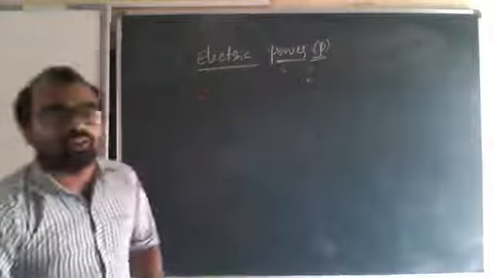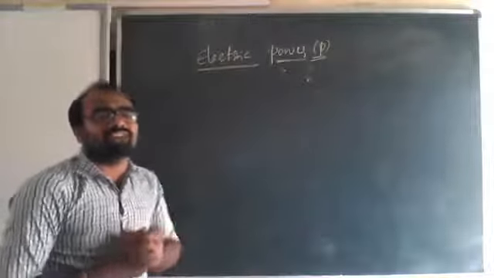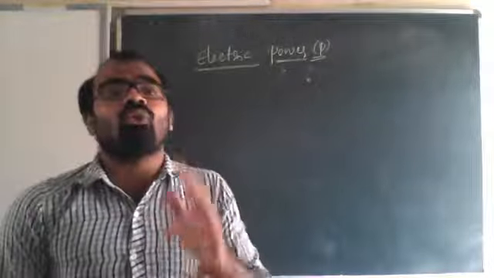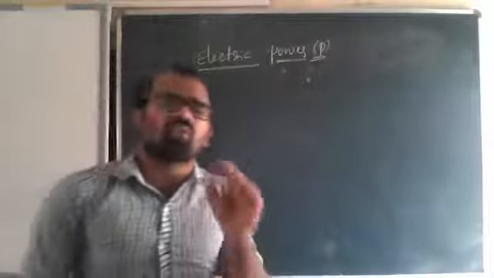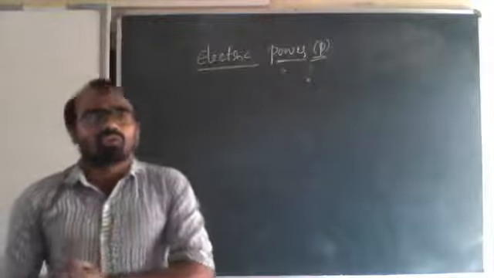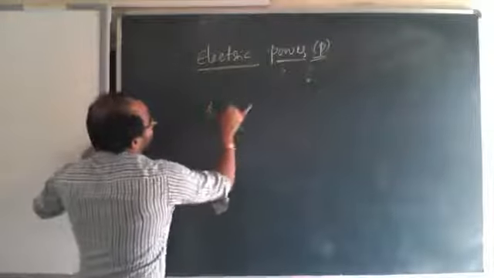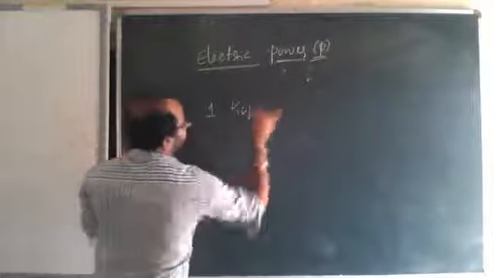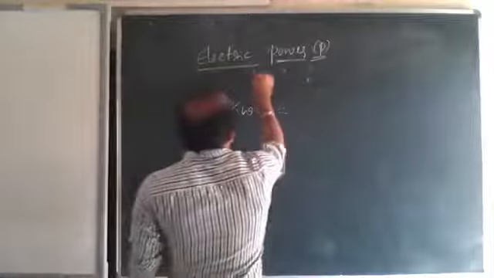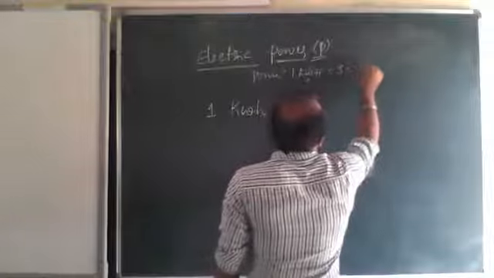Now there will be one question asked: what is the commercial unit of electrical energy? The commercial unit of electrical energy is kilowatt hour. Joule is the smallest unit, so instead of using that, we use kilowatt hour for commercial purposes. How much is 1 kilowatt hour? Prove that 1 kilowatt hour equals 3.6 into 10 to the power 6 joules.